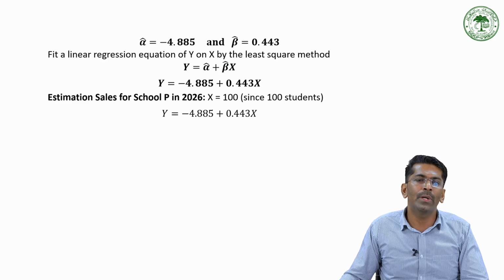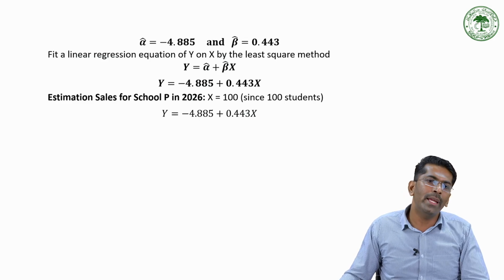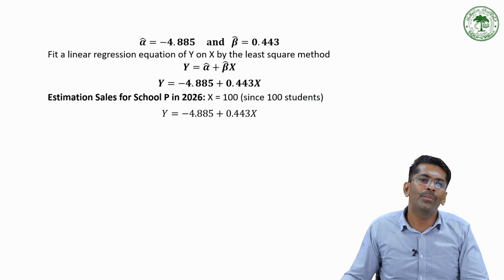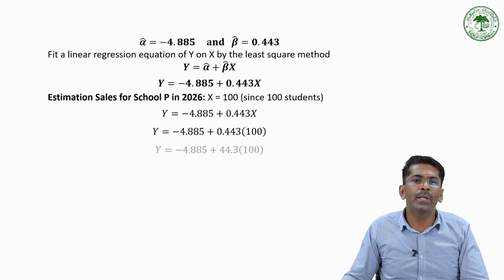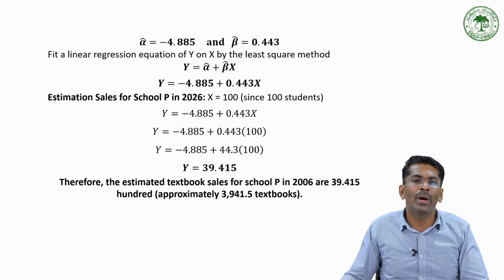What is the regression equation? y is equal to minus 4.885 plus 0.443x. Instead of x I am going to substitute 100. If you multiply these two terms, it will become 44.3. Then 44.3 minus 4.885 will become 39.415. So here the y value is equal to 39.415.